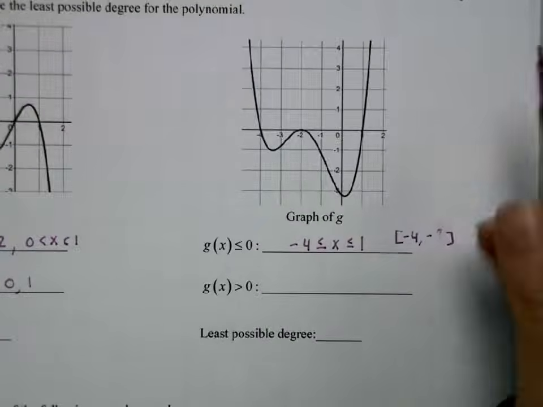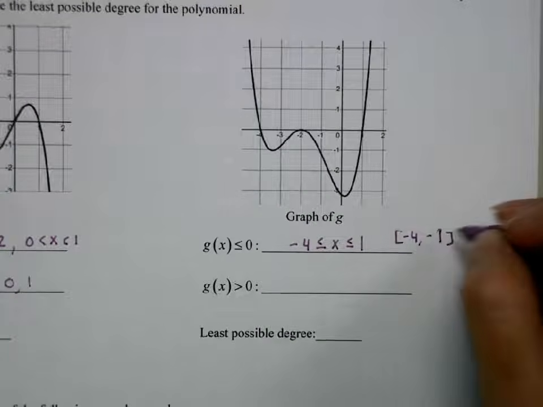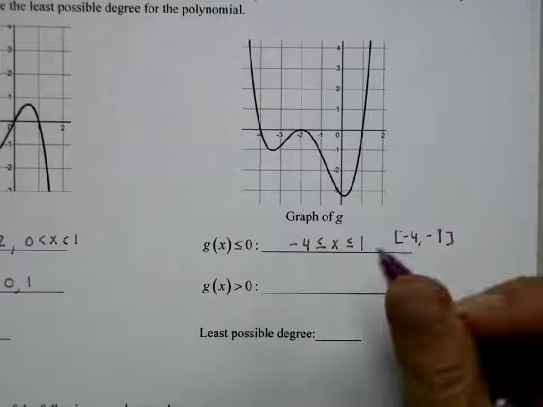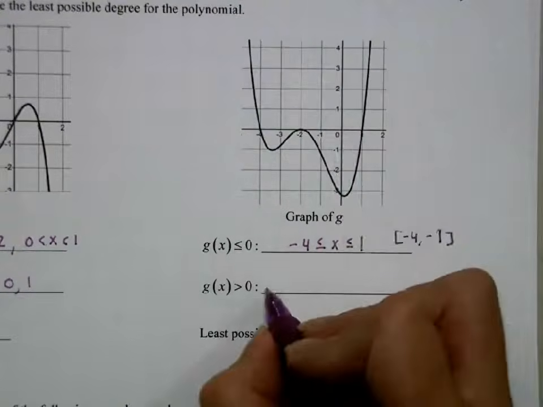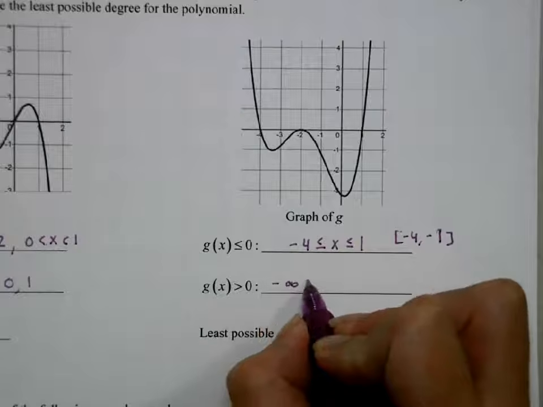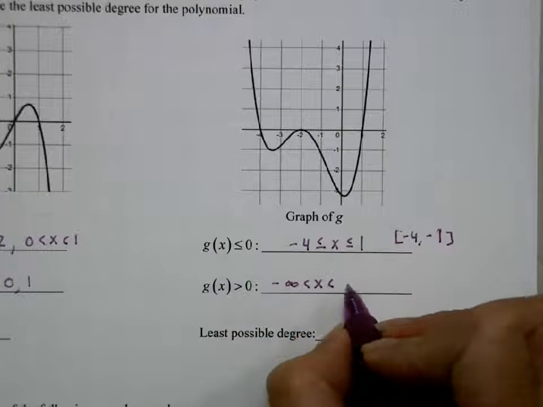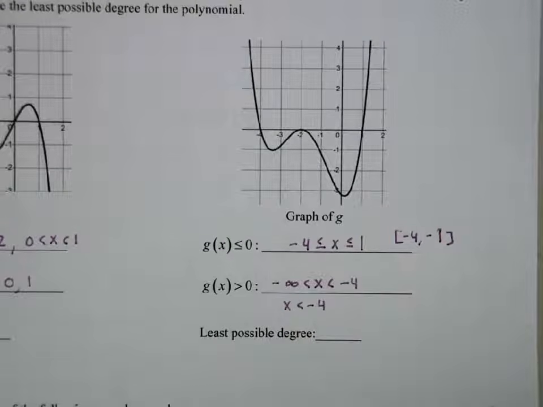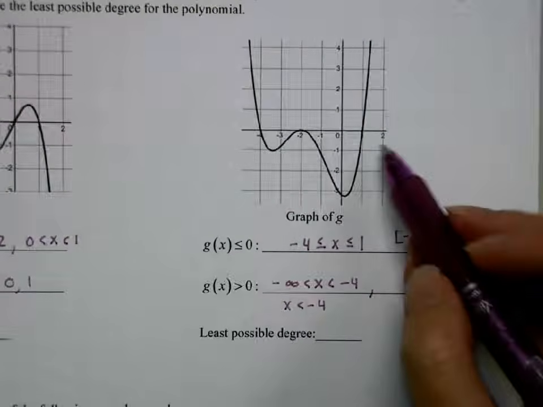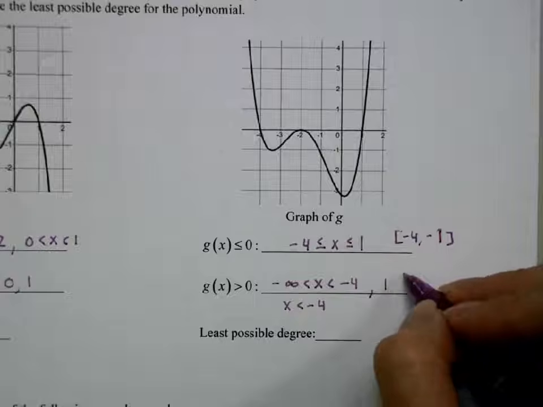Our graph is greater than 0 here. So you could say this as -infinity is less than x is less than -4. You could also just say when x is less than -4. Either of those are fine. And then from 1 to infinity, or just when x is greater than 1.